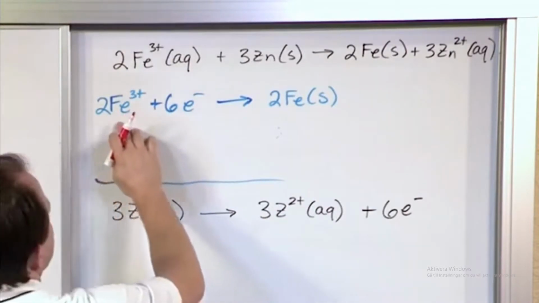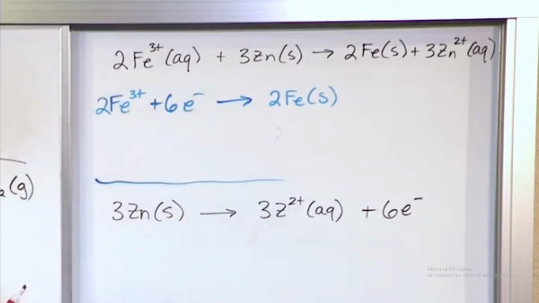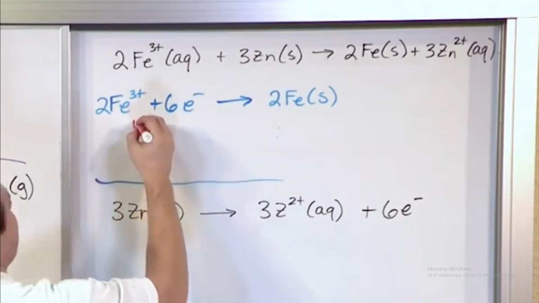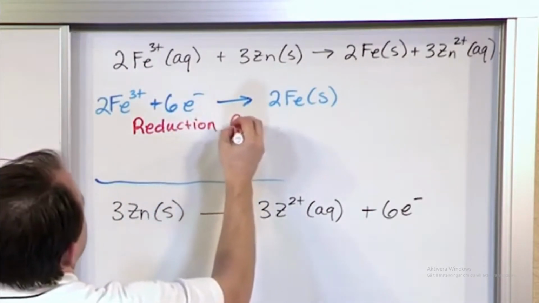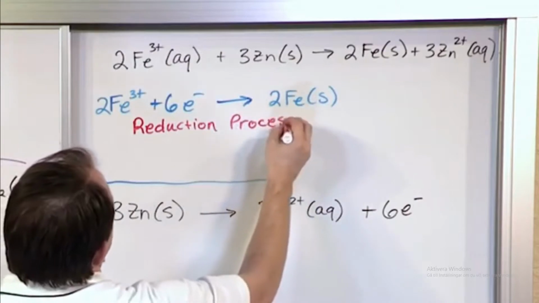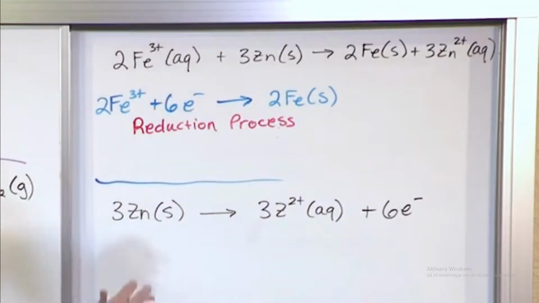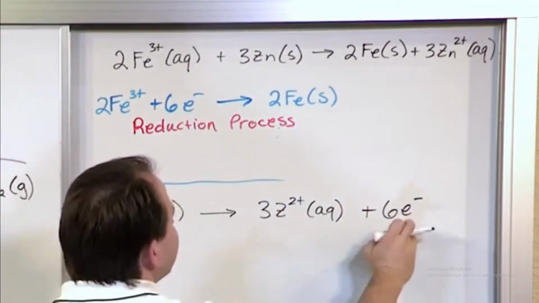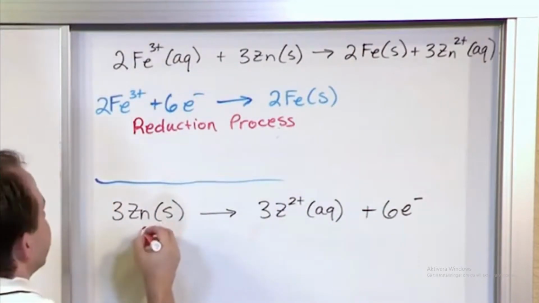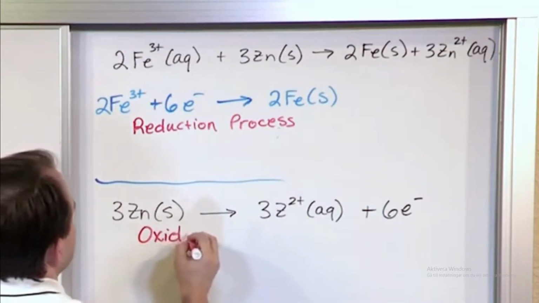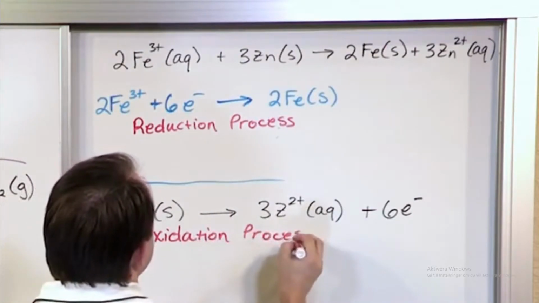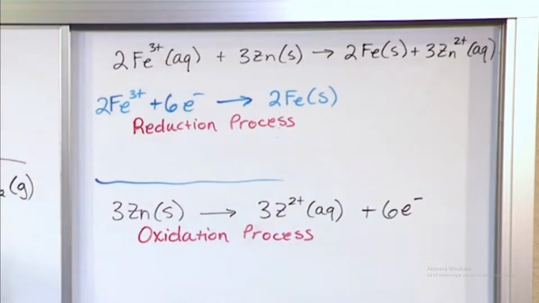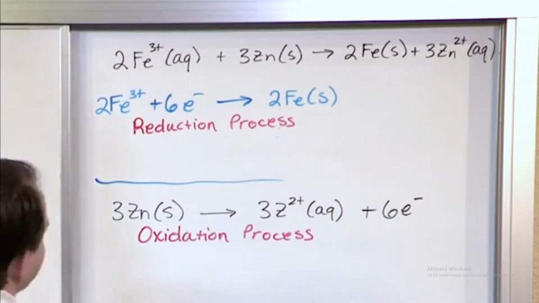Well, if we go up here, you can see this is gaining electrons. And when things gain electrons, we call it a reduction process. All right, and then we look down here and we say, okay, this zinc is actually losing all these electrons. And when we lose electrons, we've said it many times over, this is an oxidation process. Okay, so now we know which process is oxidation and which process is reduction.